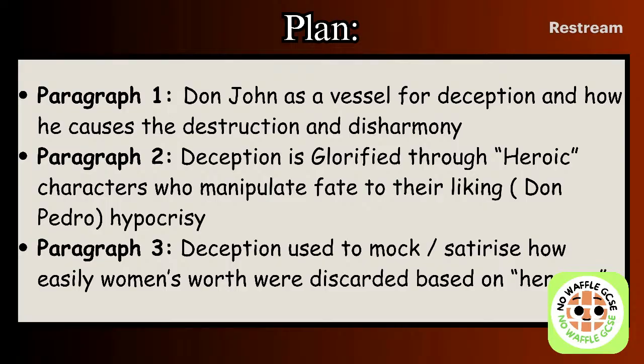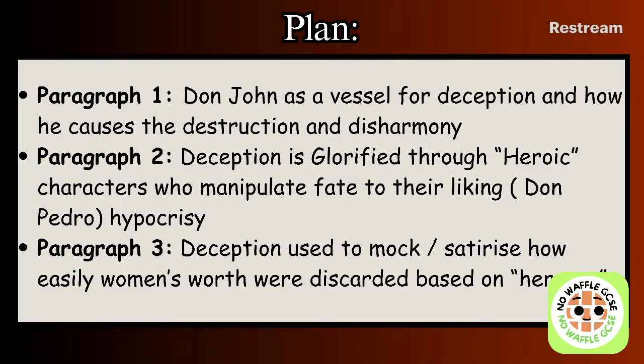Paragraph 1, using Don John as a vessel for deception and how he causes destruction and disharmony. Paragraph 2, deception is glorified through heroic characters who manipulate fate to their liking. Don Pedro, hypocrisy. What I mean by that and how I got that idea is when I started doing a mind map, and I didn't show it on the PowerPoint, but that's how I tended to plan things in the exam.